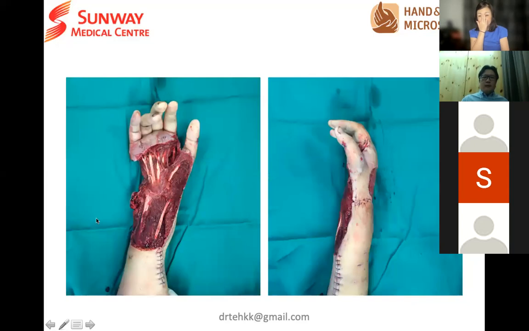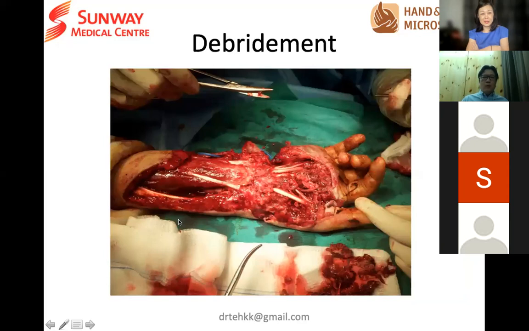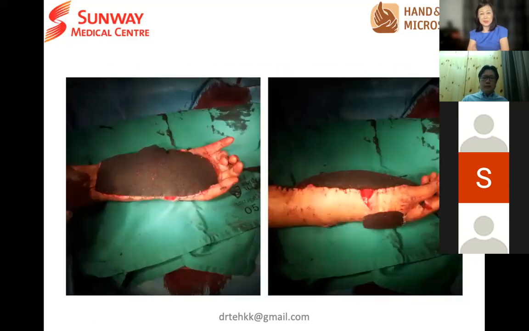This is the second time I went to theater, about 3 or 4 days later. And this is how the wound looked. It looks horrible, but it's actually very good, because if you compare it to what it was, that was very bad. So this is very good.